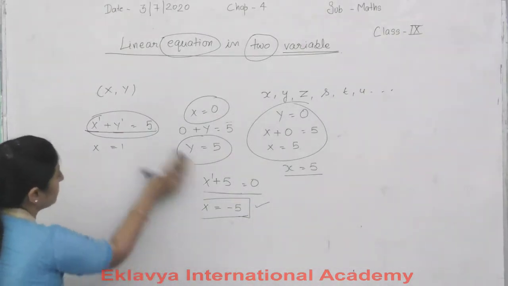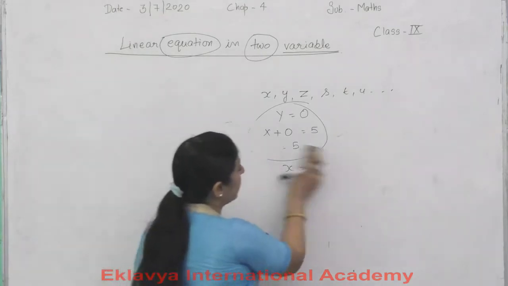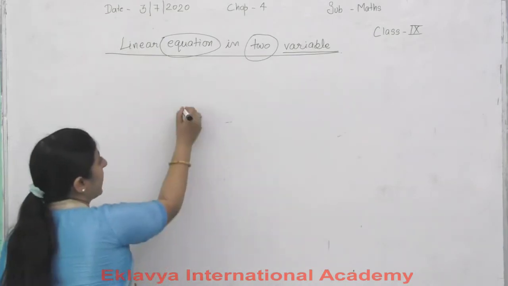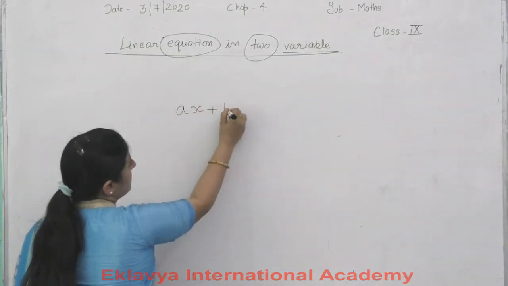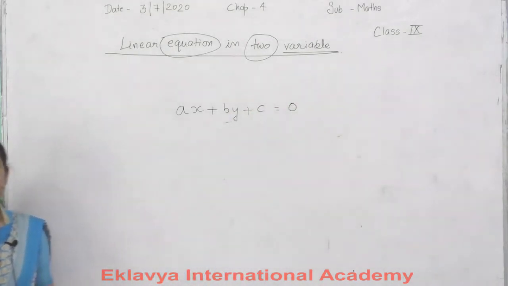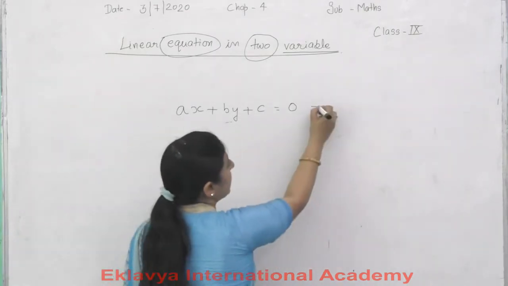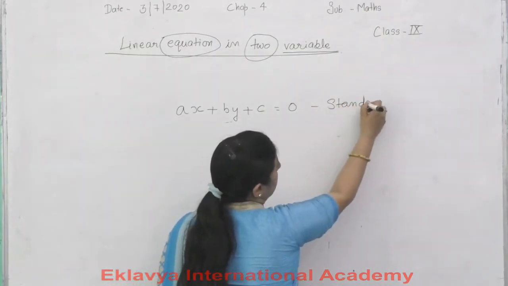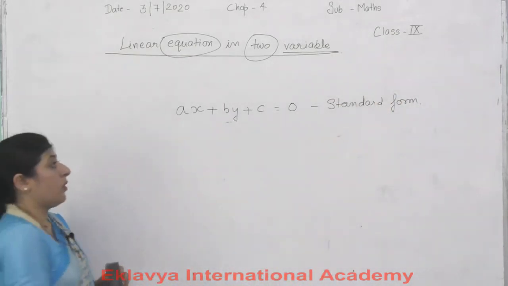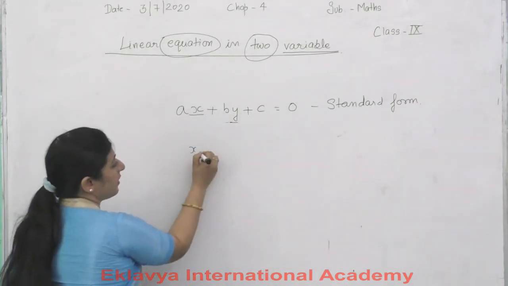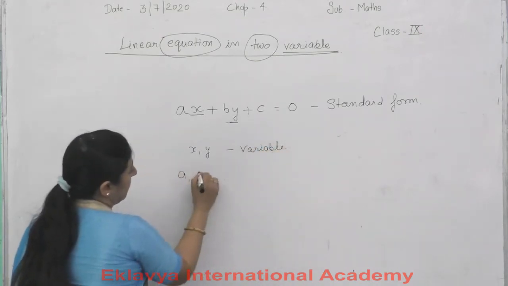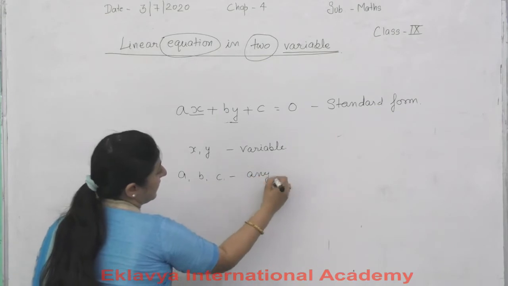Now see, what is the standard form of a linear equation in two variables? The standard form I can write is ax plus by plus c is equal to 0. This is the standard form of a linear equation in two variables. Here x and y are variables, and a, b, c are any real numbers.